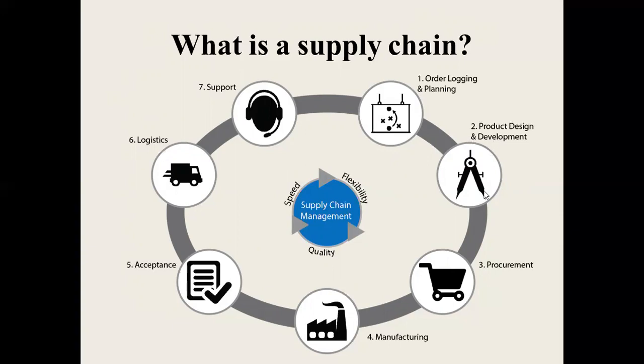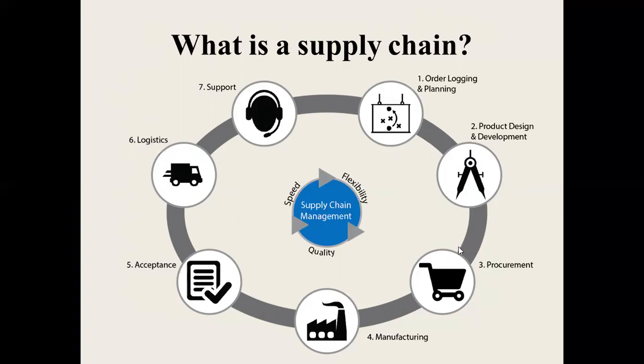Then number three is procurement, where you are gathering the raw materials. Gathering the raw materials is a very difficult process, because you have to select the party who will give you the proper quality of products, in the proper quantity, at the proper price or cost.